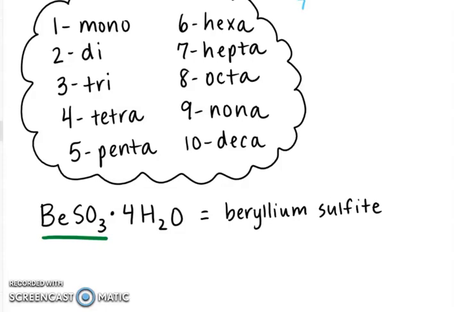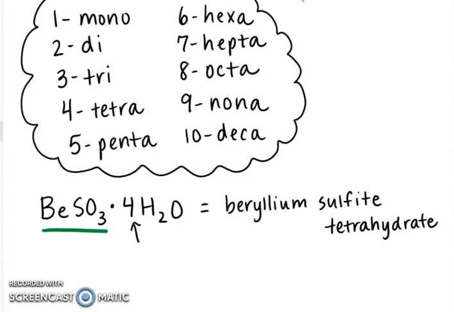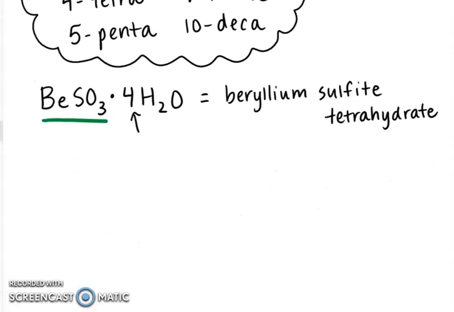And now to name the hydrate part, I look at how many waters there are. There are 4, so it's tetra. And again, the word hydrate to show that there are that many waters attached. That's how we name a hydrate. To go backwards, it's fairly straightforward.